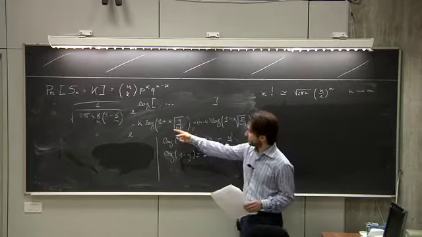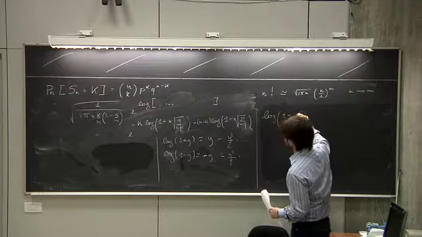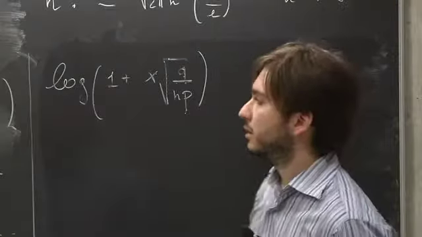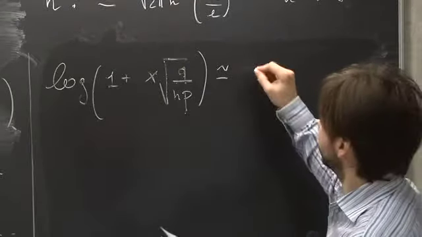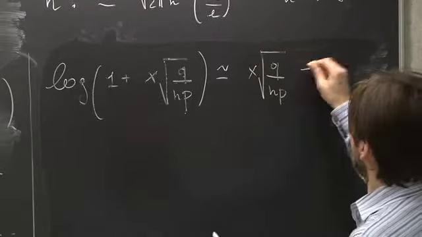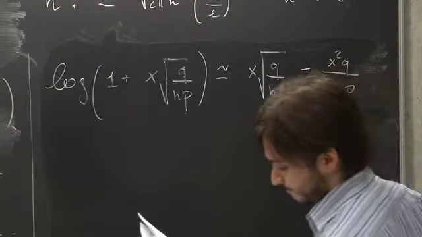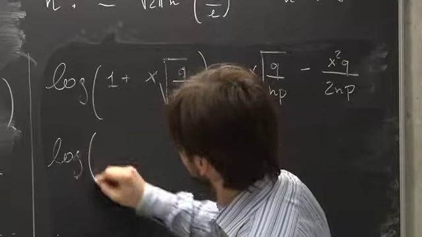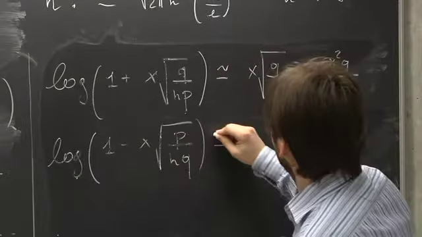Okay, so now we're using these expressions here and here. So the logarithm of 1 plus x square root of q over p, if you develop, is this. And I'm doing the same thing for 1 minus x square root of p over q. You will get this.